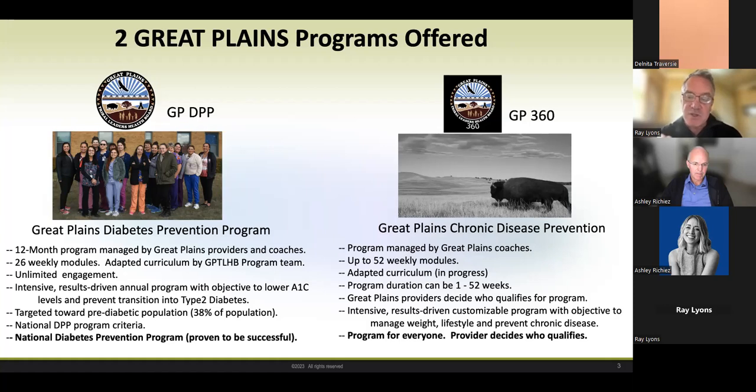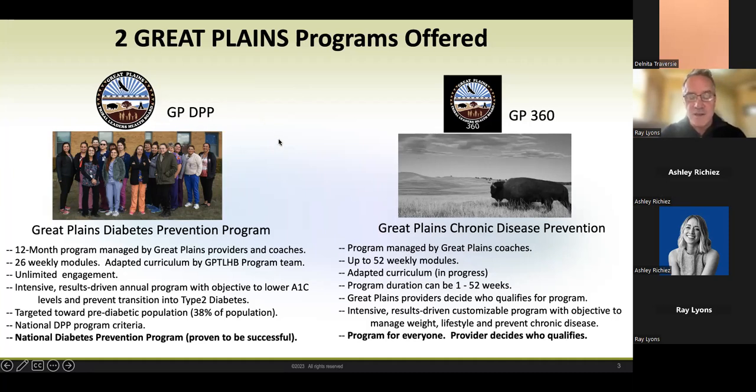The difference between this program and the other is that the Great Plains providers will decide who qualifies for this program. There's a lot of criteria that goes into the National Diabetes Prevention Program, but for this program, the Great Plains providers will decide who qualifies. It's also an intensive, results-driven, customizable program with the objective to manage weight and lifestyle and prevent chronic disease. But again, the difference is that this program is really for everyone. The providers decide who qualifies, and no one's denied access into this program.